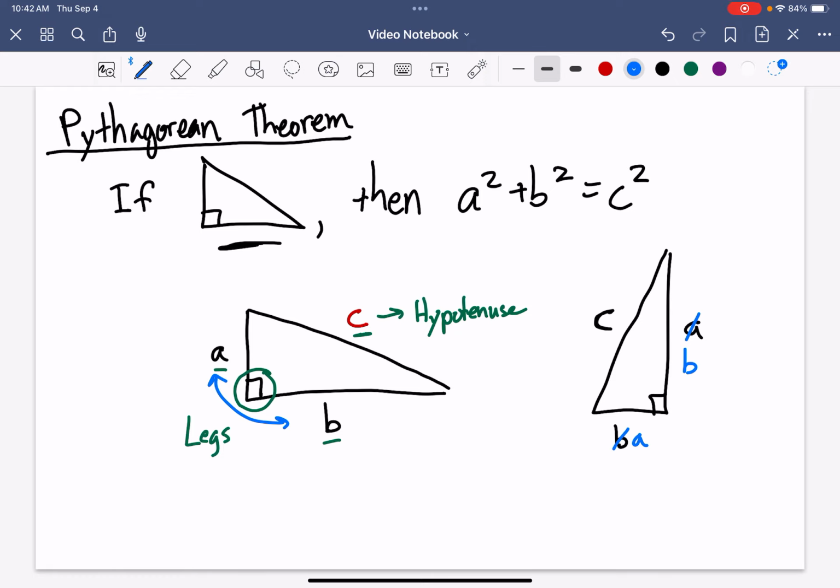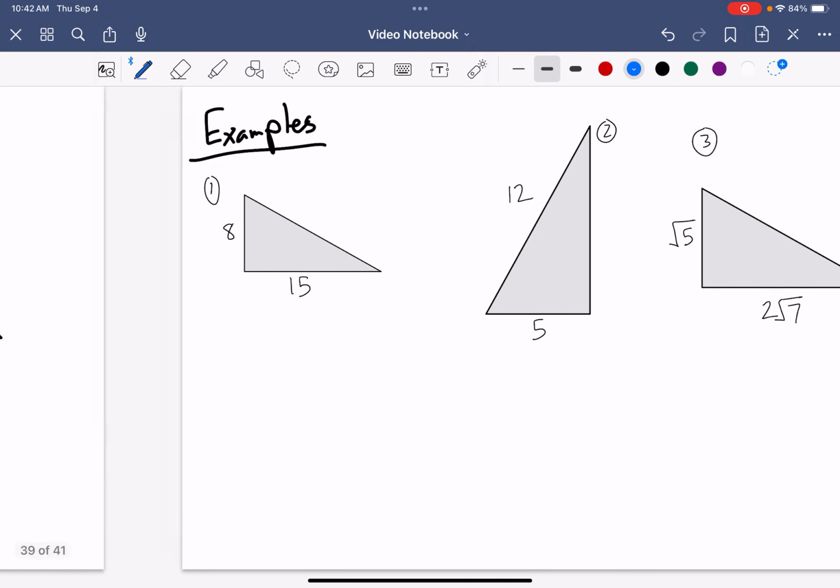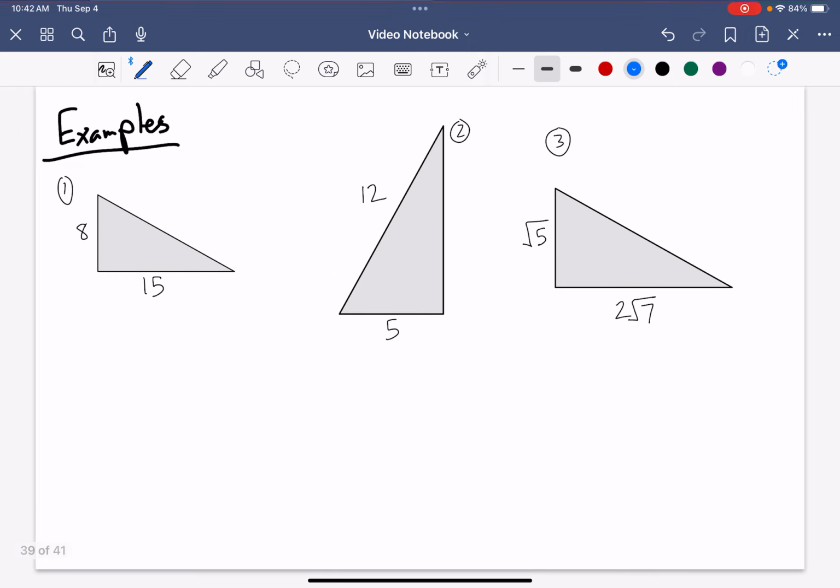Now, what we can do is we can use the Pythagorean theorem to find missing side lengths. So let's take a look at some examples here. We want to find this hypotenuse. So what I'm going to do, and it's implied that all these are right triangles, and now I just made them right triangles, we're going to use the Pythagorean theorem. 8 squared plus 15 squared is going to equal whatever our hypotenuse is squared.